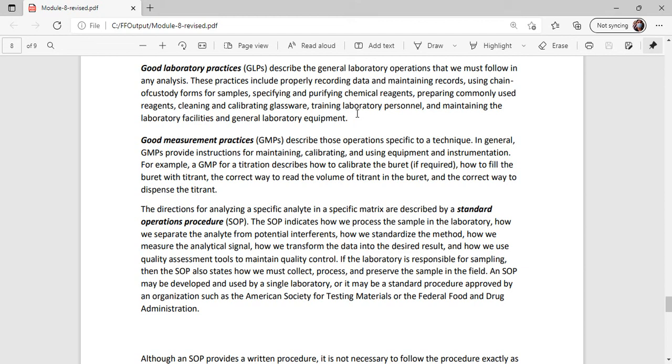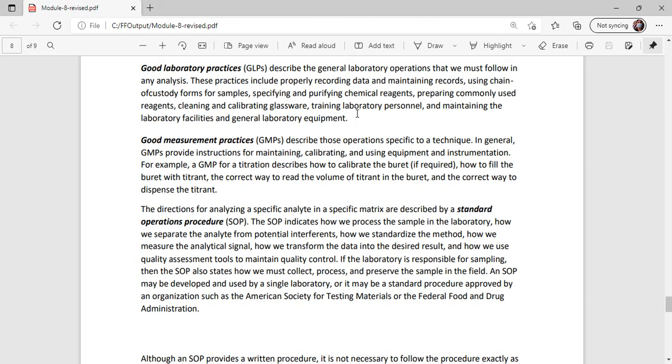Now you also have your good measurement practices, or GMPs. What are GMPs? This describes the operations specific to a technique. In general, your GMPs provide the instructions for maintaining, calibrating, and using the equipment and instrumentation. For example, a GMP for a titration describes how to calibrate the burette if required, how to fill your burette with titrant, the correct way to read the volume of your titrant in the burette, and the correct way to dispense the titrant. This means these are the practices followed for the equipment, your tools, and glassware.